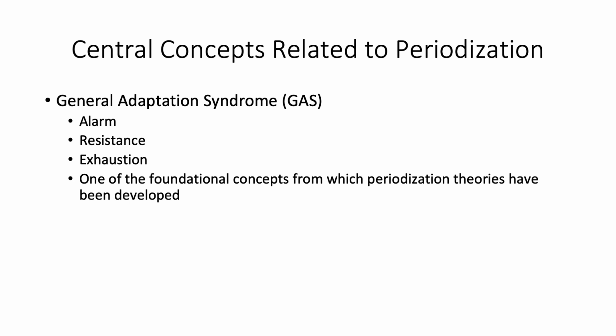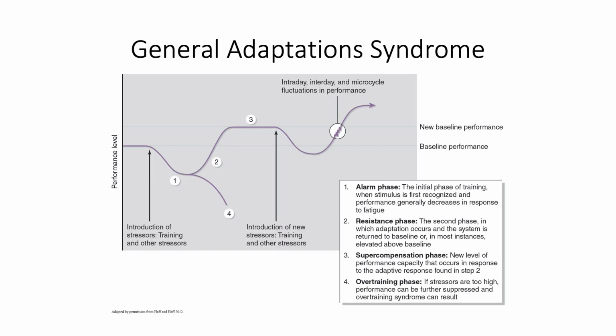The general adaptation syndrome is one of the foundational theories from which the concept of periodization of training was developed. It consists of 3 different stages in response to stress. These stages are the alarm phase, the resistance phase, and the exhaustion phase. In this figure, you can see how the different stages of the general adaptation syndrome respond. You can see that there are some other phases which relate to performance, such as the supercompensation phase, which we'll discuss a bit later in this lecture, and also the overtraining phase.